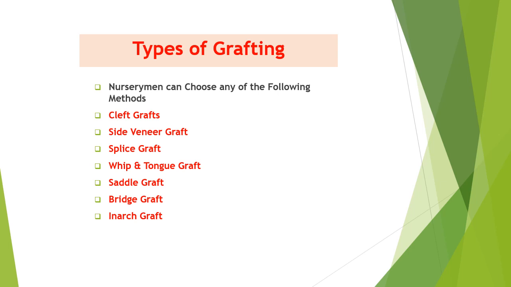So you have seen that grafting is beneficial to horticulture as well as agriculture. We have different types of grafts: cleft graft, side veneer graft, splice graft, whip and tongue graft, saddle graft, bridge graft, and arch graft. Let us discuss them one by one.